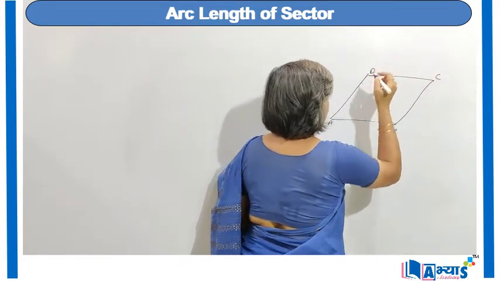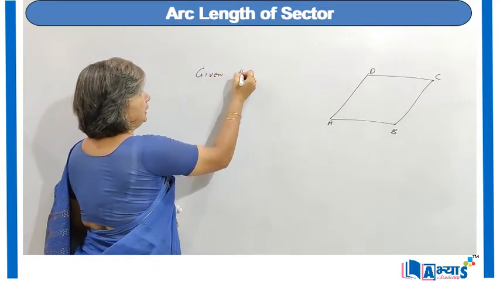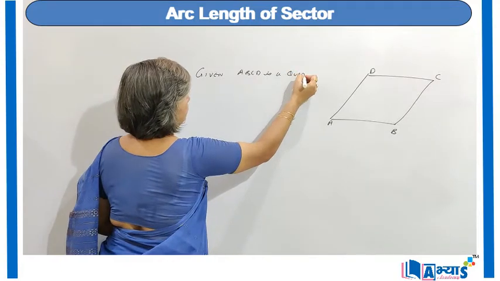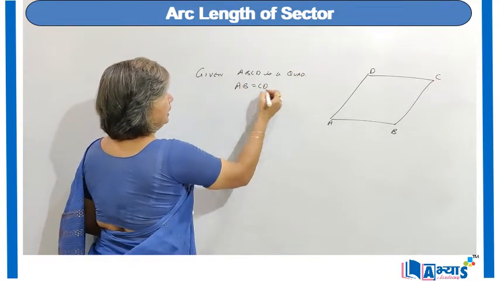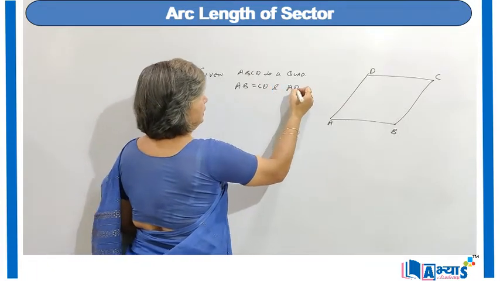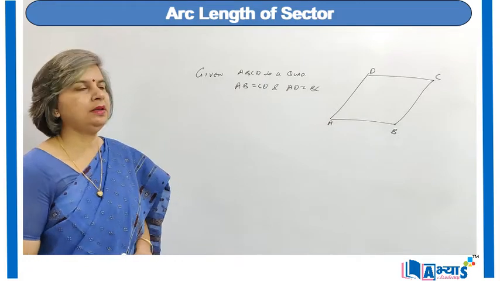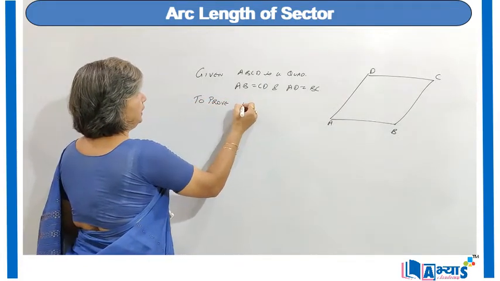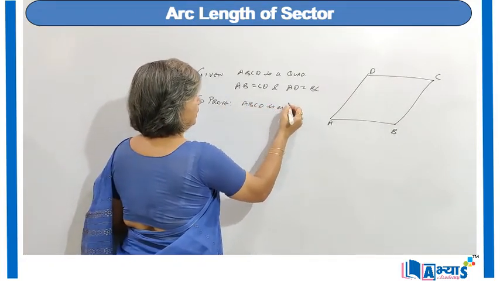ABCD is a quadrilateral such that AB is equal to CD and AD is equal to BC. The opposite sides of the quadrilateral are equal, and we have to prove that ABCD is a parallelogram.